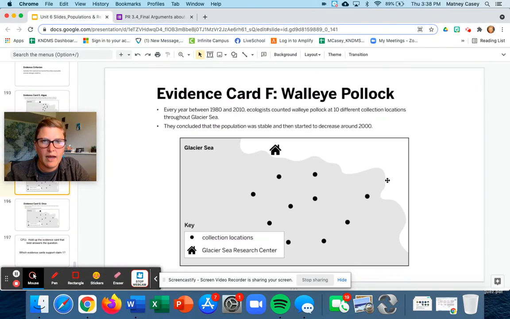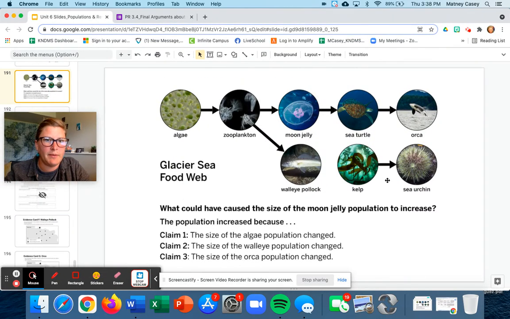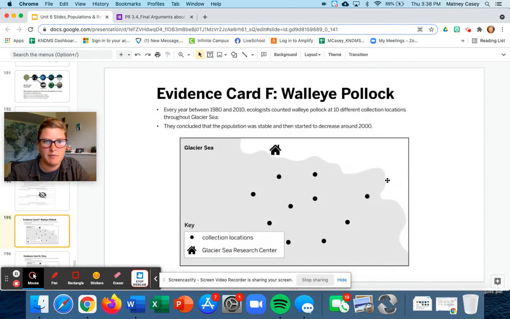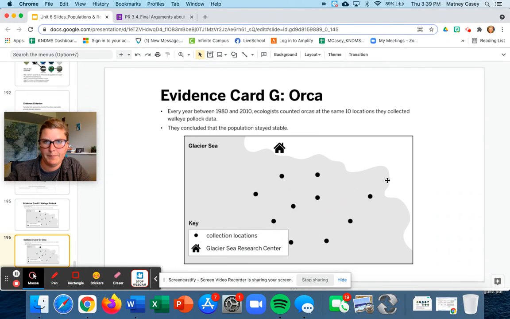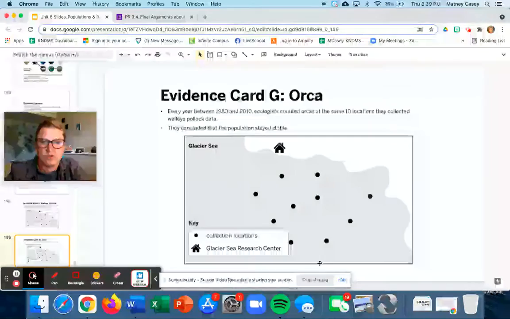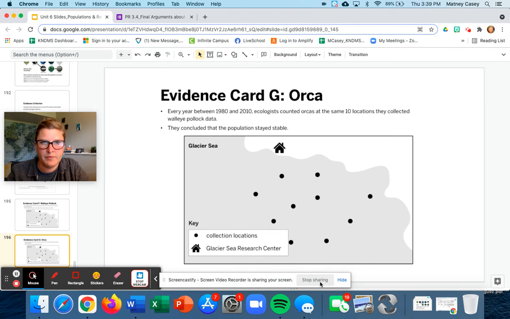Okay, you'll have a screenshot of all those 3 side by side, and you're trying to figure out which claim you think is supported and which evidence is the strongest piece of evidence to support that claim. You got this. Good luck. Take your time. You're going to use this evidence in a writing prompt later on.